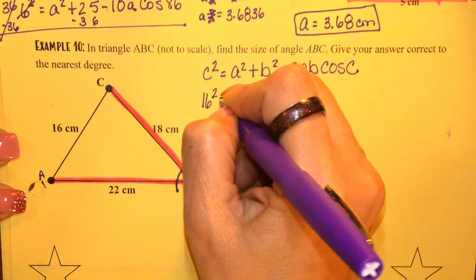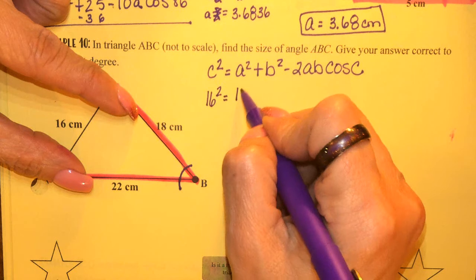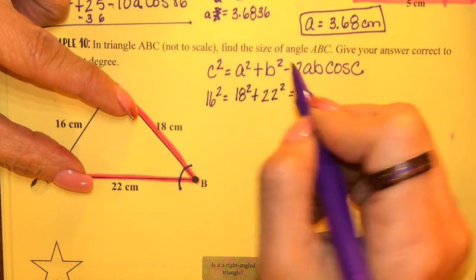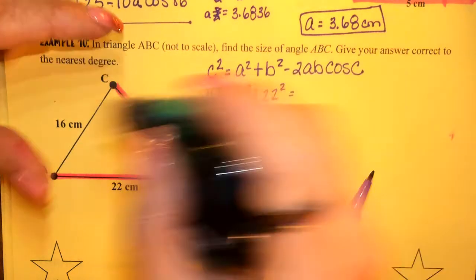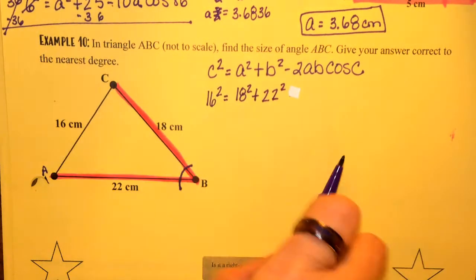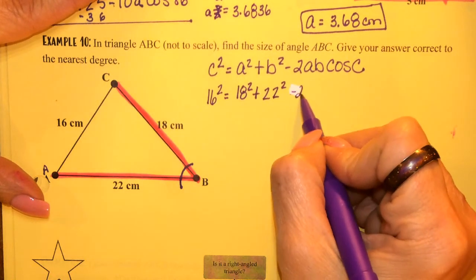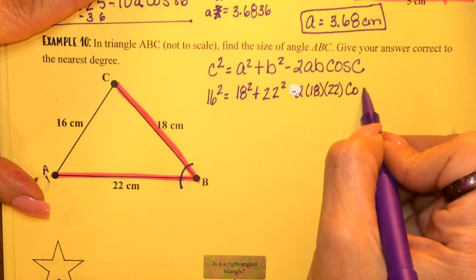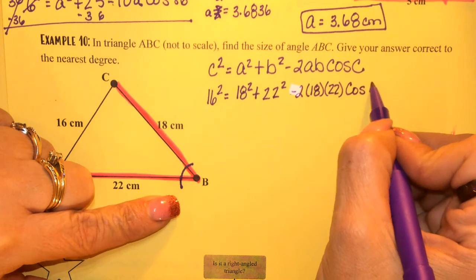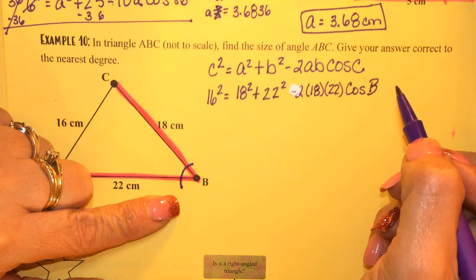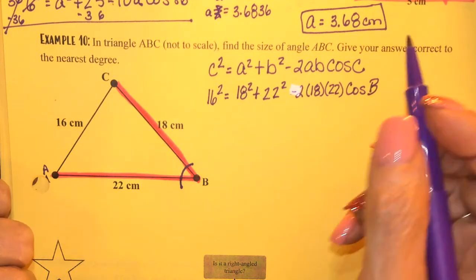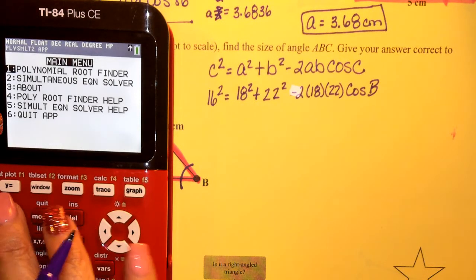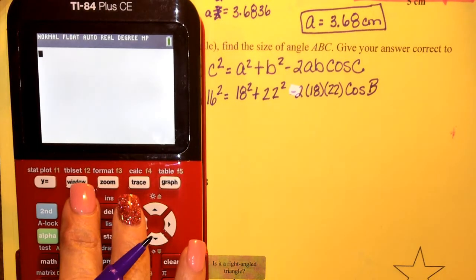So 16 squared equals, and now I can use these, and these don't matter. 18 squared plus 22 squared. Oh, minus, I put equals. Minus 2 times 18 times 22 times the cosine of, and in this one, b. All right, so here we go. To get out of the polynomial finder, you got to hit second quit twice.